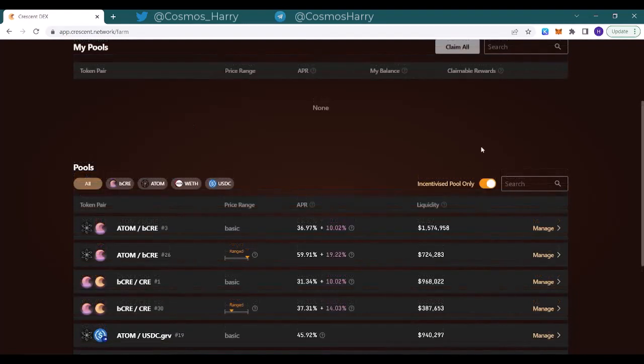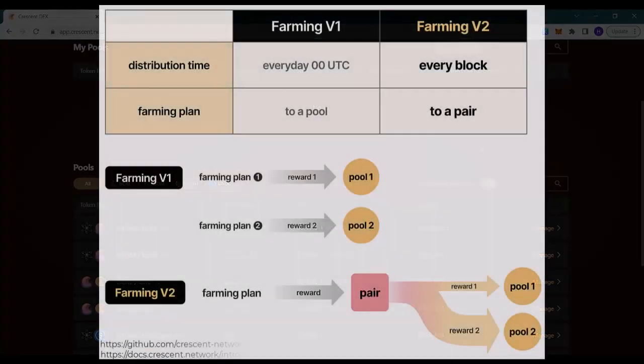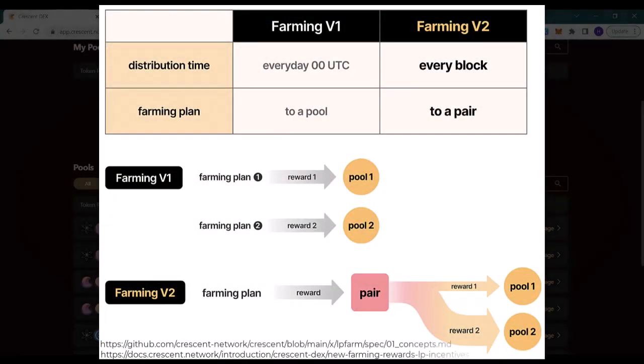Now, to continue on the topic of the latest version, there are a couple more things that are coming up. The farming module is having a version 2, which brings up 2 big changes. Before I mention the first point, we need to understand that pools with the same pair would have a critical question of which pool should have how much reward. This will become a subjective matter. That's why instead of incentivizing pools, a farming plan would be created for the token pair instead, and the rewards are distributed based on the liquidity of that pool. And the second change is that the reward system will be block based instead of epoch based.